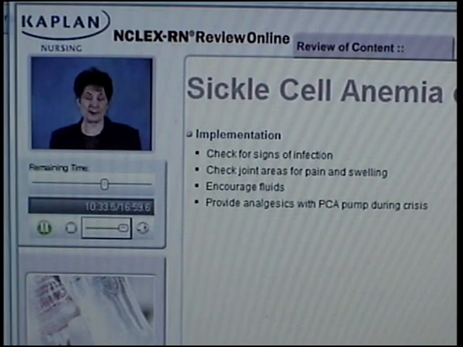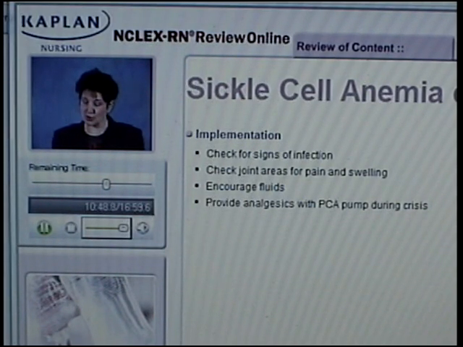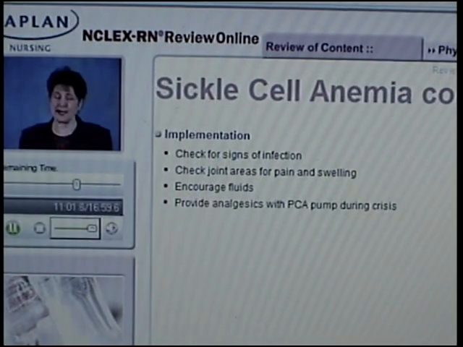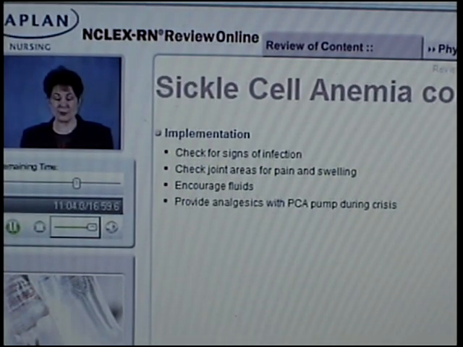The type of treatment or implementation that is done for sickle cell anemia, well, first of all, you want to check for signs of infection, because if the patient becomes infected, it will cause them to go into crisis. You also want to check the joint areas for pain and swelling. You want to encourage fluids, because again, dehydration can promote crisis for sickle cell anemia. You want to provide analgesics. And again, because the pain is moderate to severe, they use a PCA pump with medications such as morphine sulfate, especially during crisis.